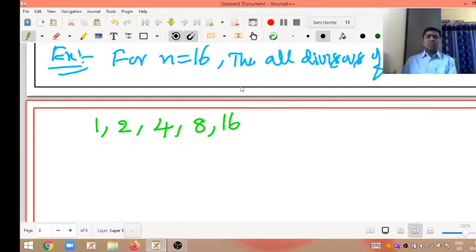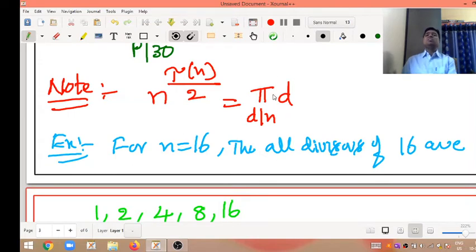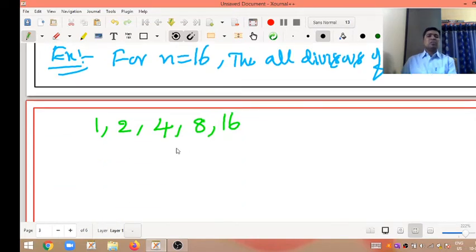Now what do we want to find? The product of all divisors. This is a small integer, not a problem.